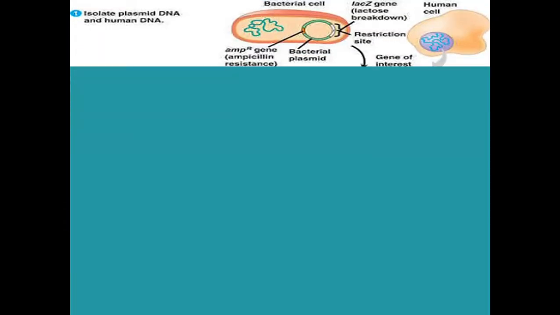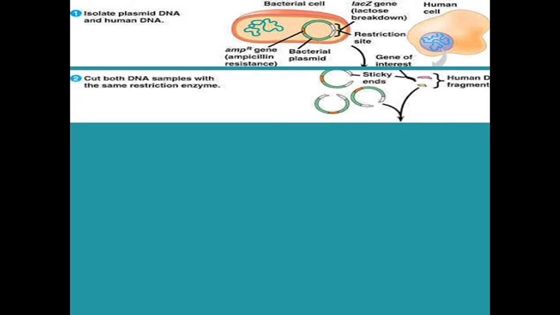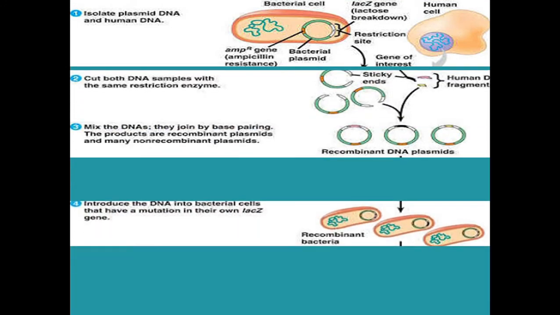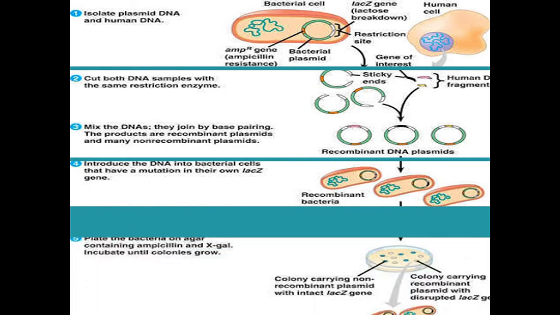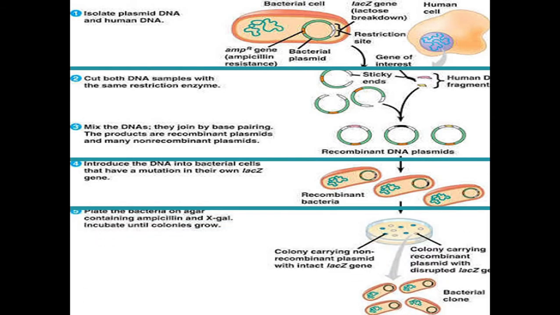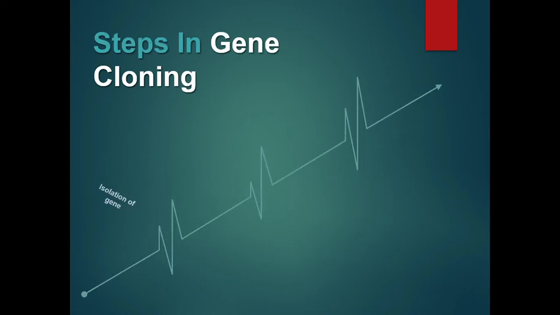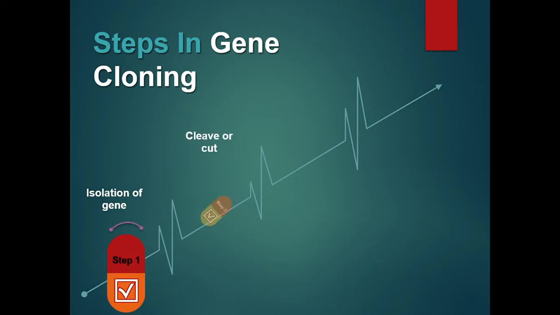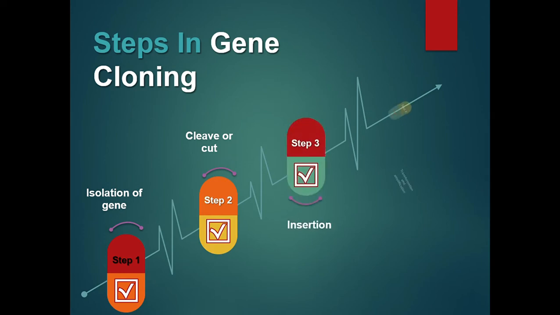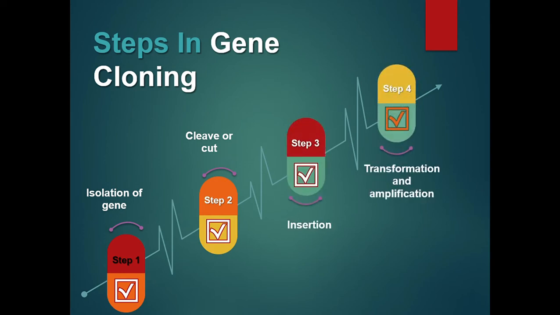Here are the overview steps in gene cloning. 1. Isolation of gene. 2. Cleave or cut. 3. Insertion. 4. Transformation and amplification. 5. Screening, blue-white screening. The steps in gene cloning are 1. Isolation of gene. 2. Cleave or cut. 3. Insertion. 4. Transformation and amplification. 5. Screening.